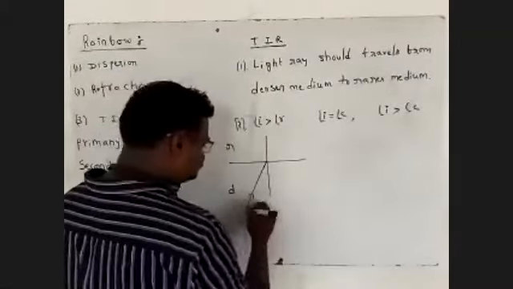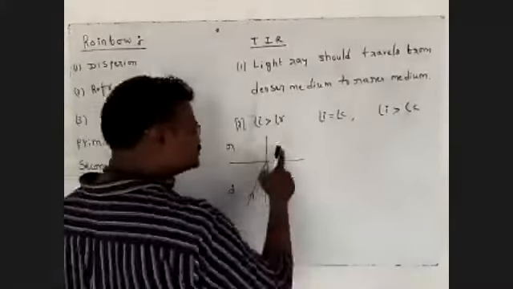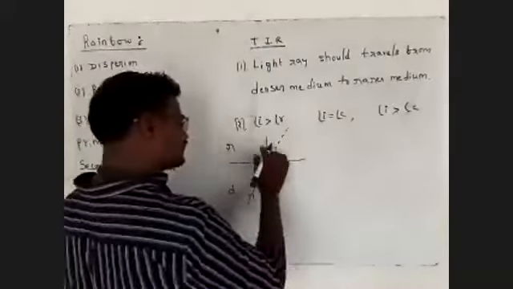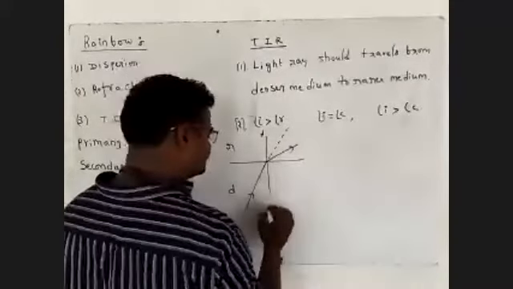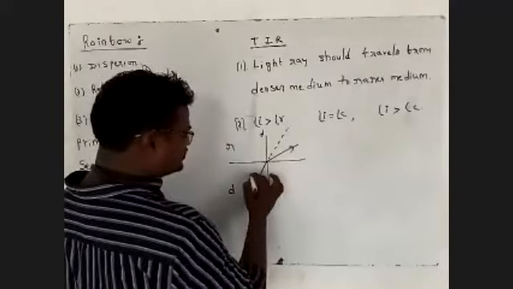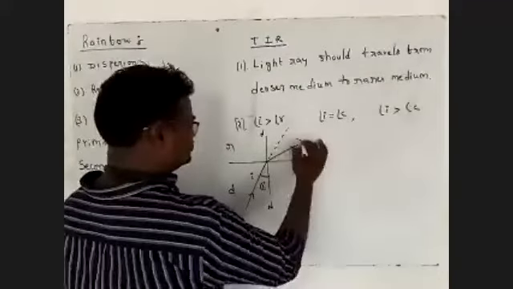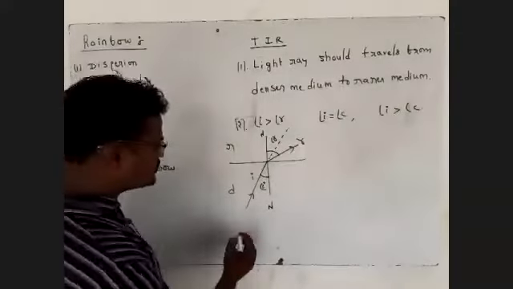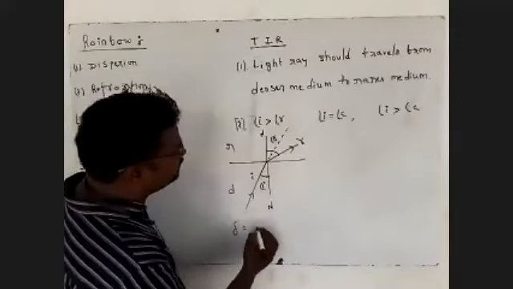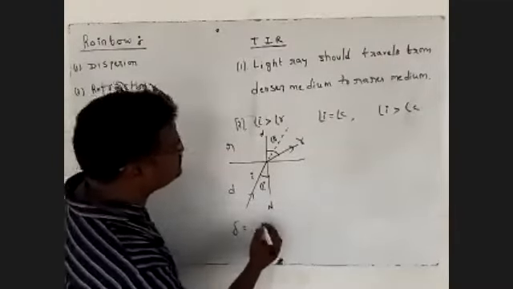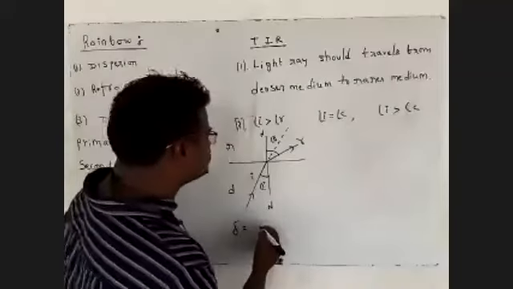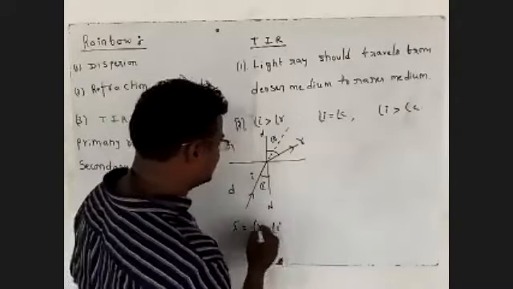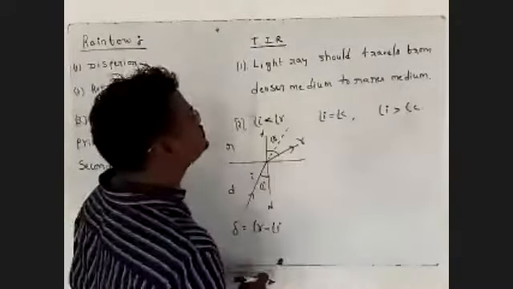So light travels from the denser medium to the rarer medium. This is the actual direction of the ray. The refracted ray bends away from the normal. This is the incident ray, this is angle of i. This is the refracted ray, this is angle of r. In this case, angle of r is greater than angle of i, since light travels from the denser medium to the rarer medium.